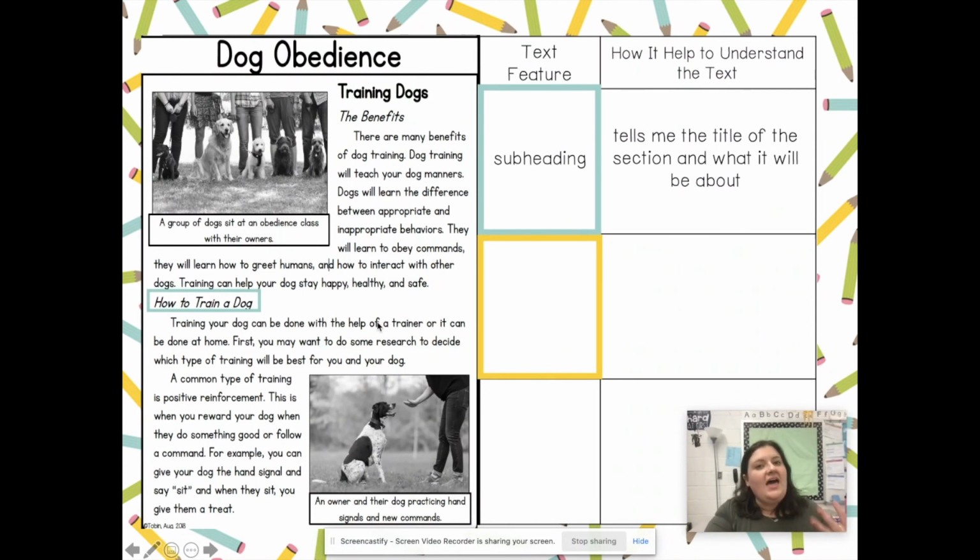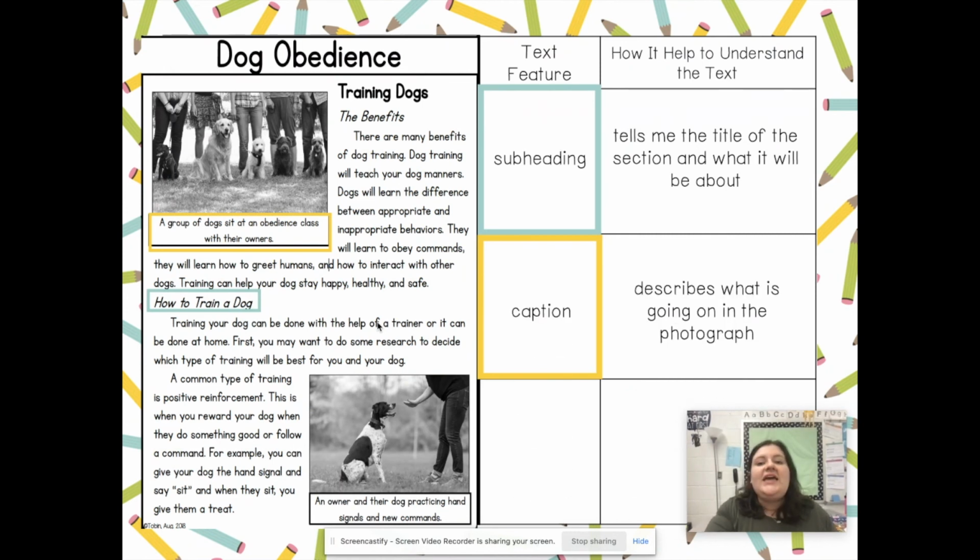Then we have the other text feature that I see, which is a caption. And a caption describes what's going on in this photograph. In this top photograph up here, I can see a bunch of dogs, and it looks like their owners are behind them. And if you notice, all of the dogs are sitting, and that's exactly what the caption describes. A group of dogs sit in an obedience class with their owners, and I see the dogs that are sitting, and I see the owners. So the photograph and the caption go together really well. The caption does a great job of explaining what exactly is going on in that photograph.